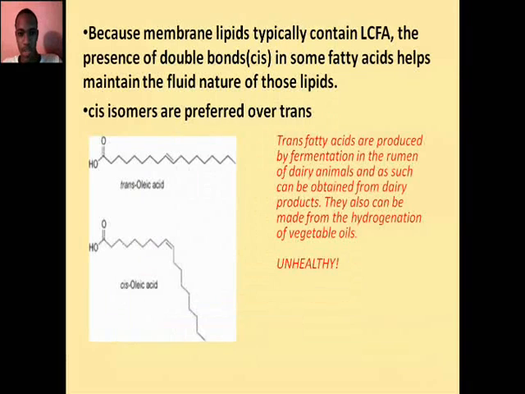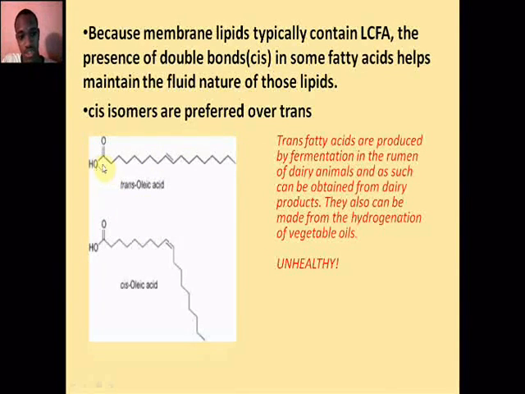Now, because membrane lipids typically contain long chain fatty acids, the presence of double bonds in some of them helps to maintain the fluid nature of those lipids. And here we see 2 long chain fatty acids, a trans isomer and a cis isomer. The cis isomer would have hydrogens on the same side at the double bond. And you see that the cis isomer has a unique shape, and we call this a kinked molecule. This kinking in the chain would help with the fluidity of those lipids.